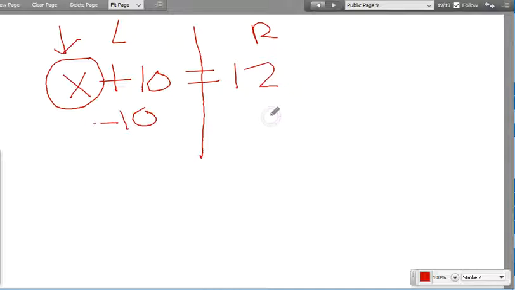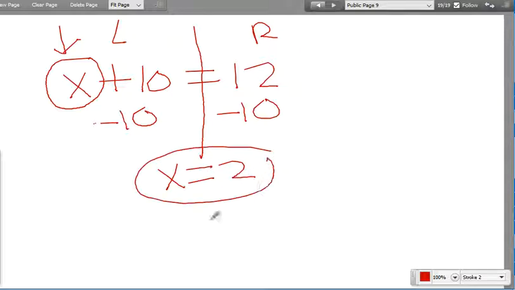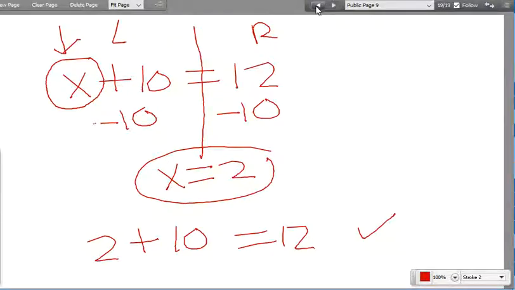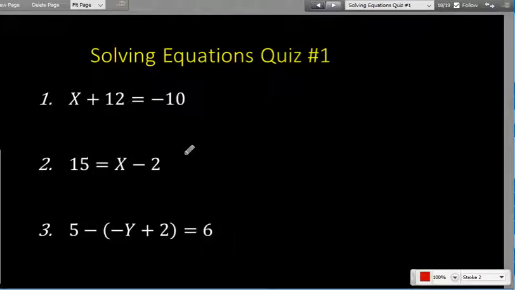And remember, you have to follow the properties of equality. So if you subtract 10 from the left side, you have to subtract 10 from the right side. So x equals 2. That is your solution. And then make sure you check to make sure that 2 plus 10 really does equal 12. And it does. Okay. So you guys, that was your question number 1.